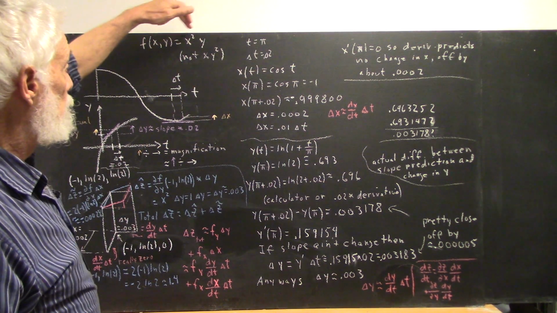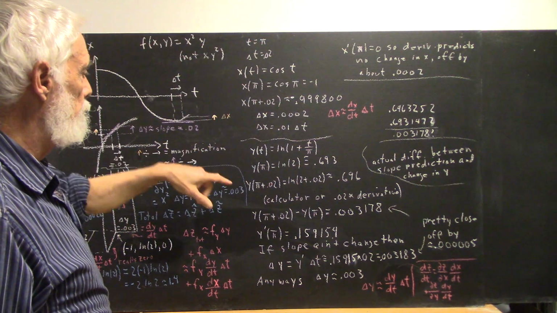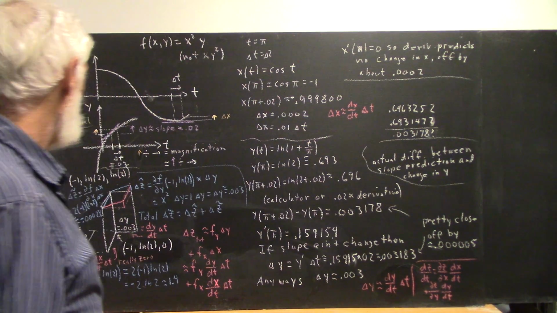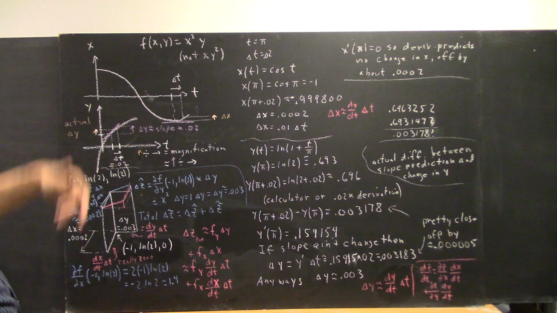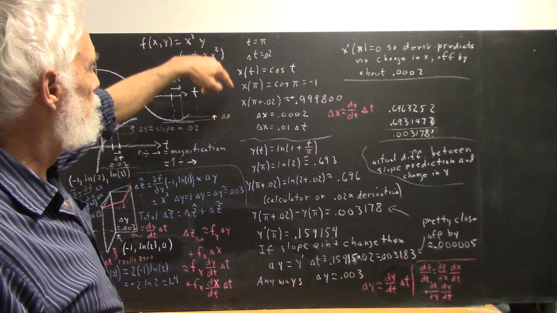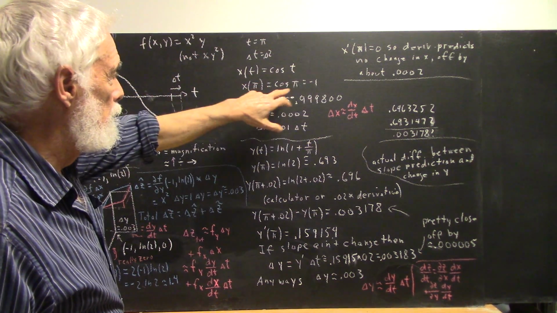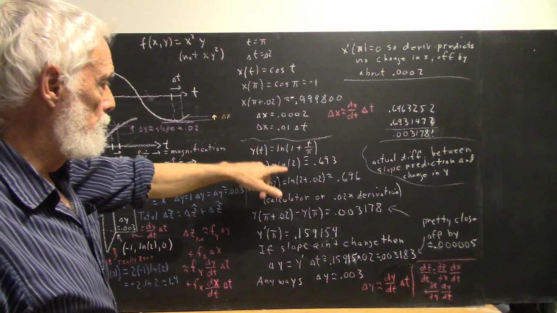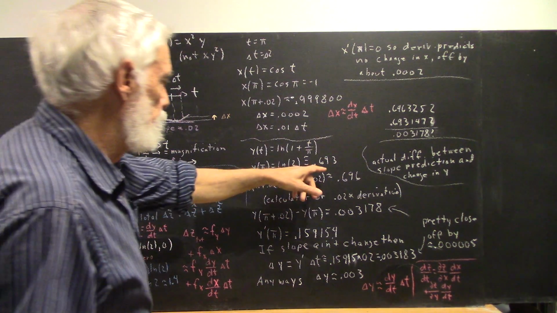Looking at f of xy equal x squared y, where x of t equals cosine t, and y of t is a natural log of 1 plus t over pi. At the point where t equals pi, we find the values of x, which would be -1, and the value of y, which would be easily found to be natural log of 2, which is about 0.693.